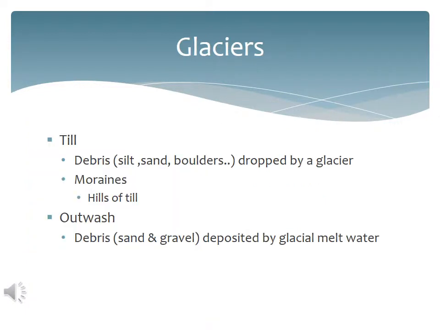Glaciers generate two types of sediments. Till, which is all the stuff that was dropped directly by the glacier. You get a wide assortment of sizes of things. And outwash. This is the debris that was washed away by the melting water from the glacier.